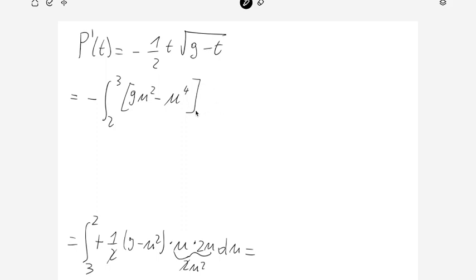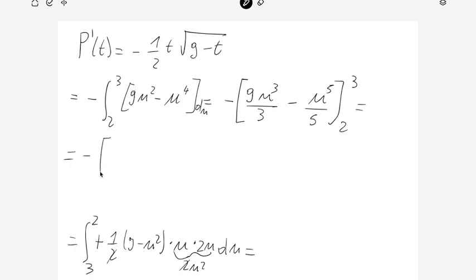So we have minus the integral between 2 and 3 of, okay, we have the u here, of nothing. Sorry, because you can solve directly here. 9u squared, the integral is 9u to the 3 over 3. Then minus, because there is a minus here, minus u to the 5 over 5, between 2 and 3.